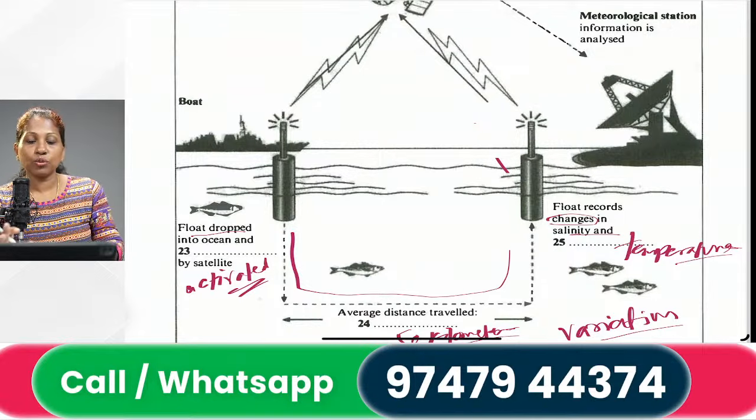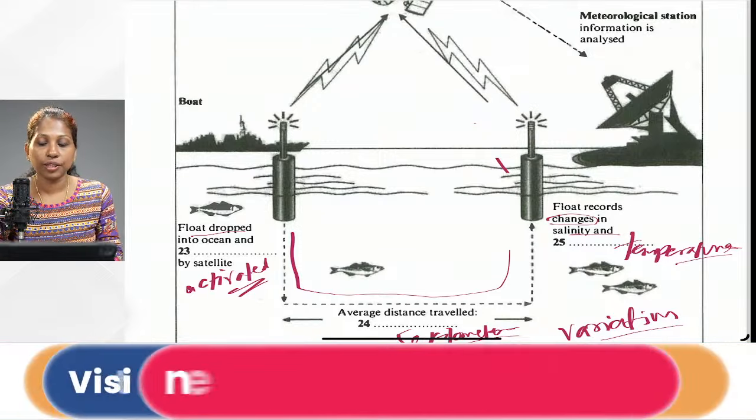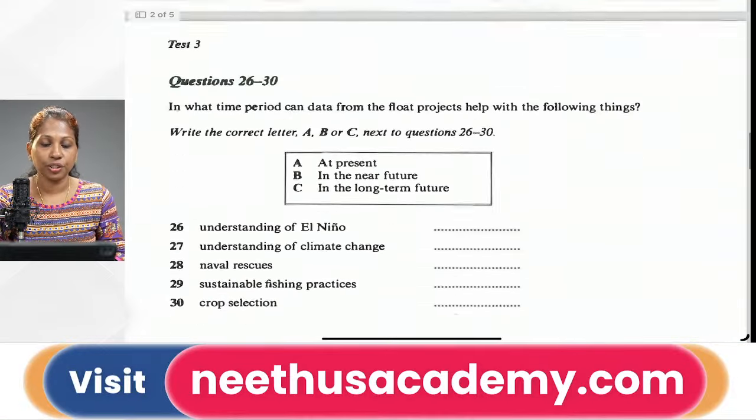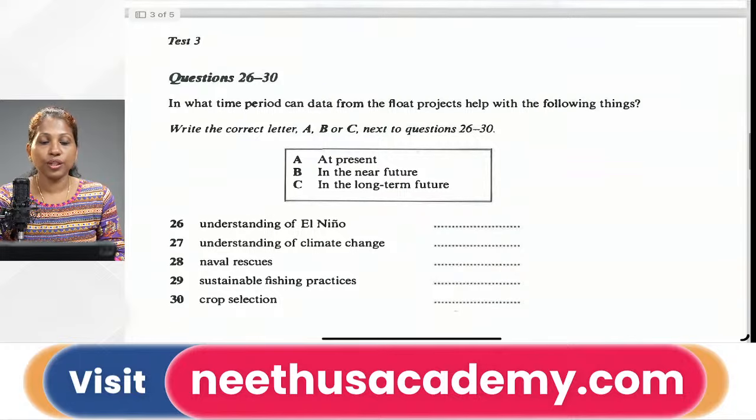Okay, so this was quite a simple diagram with only 3 fill-ups, which is 3 labels. Okay, let's go to the next question. Next set of questions, 26 to 30.